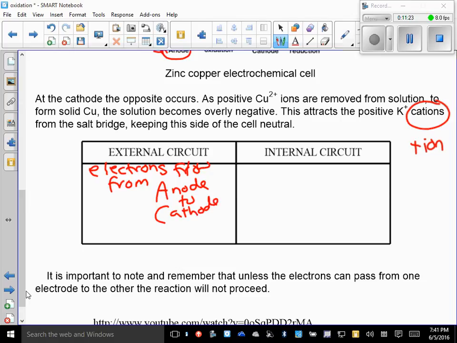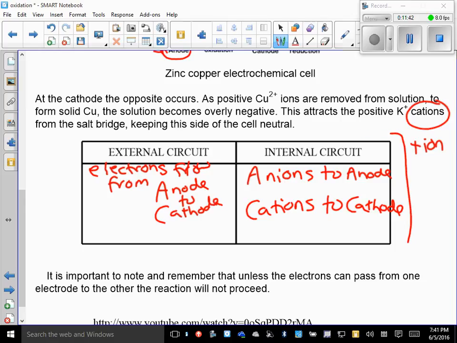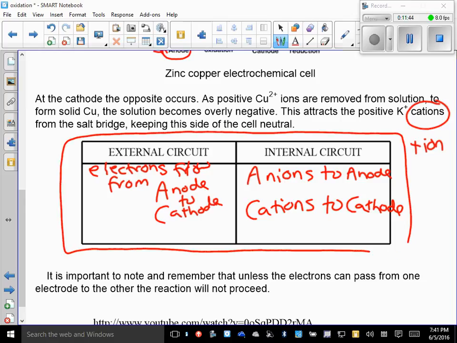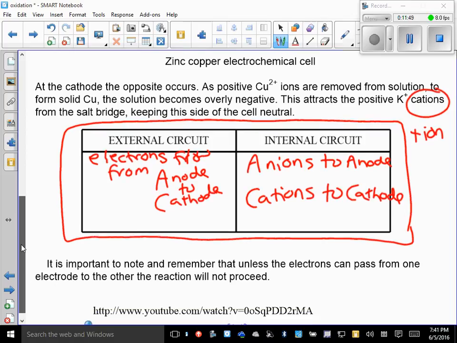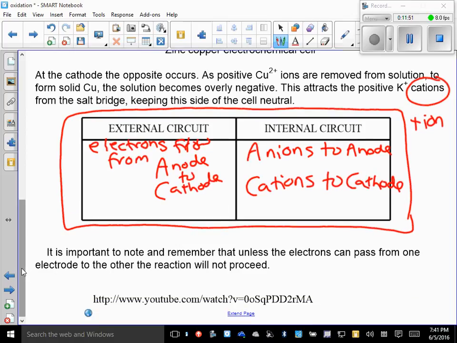Okay. The internal circuit, we have anions, negative ions go to the anode. And the internal circuit, that salt bridge, we have cations to cathode. Okay, so this is your little summary table, kind of your major key point we're getting from here. It is very important to note and remember that unless electrons can pass from one electrode to the other, the reaction will not proceed.